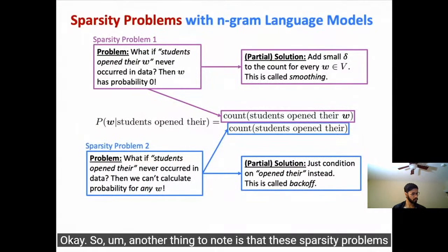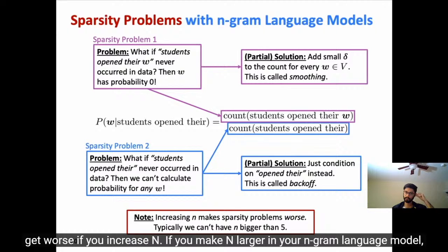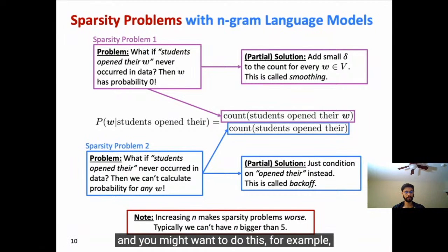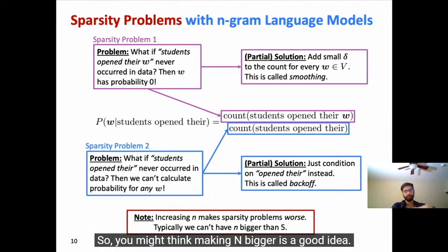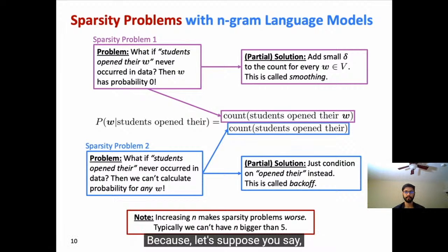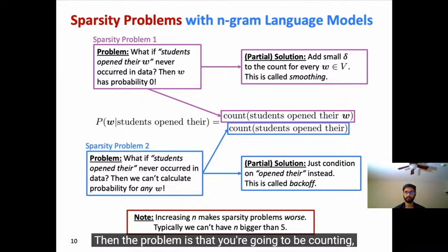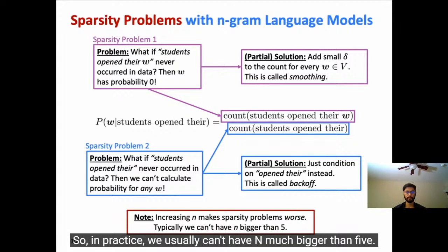Okay. So another thing to note is that these sparsity problems get worse if you increase n. If you make n larger in your n-gram language model, and you might want to do this. For example, you might think, I want to have a larger context so that I can pay attention to words that happened longer ago, and that's going to make it a better predictor. So you might think making n bigger is a good idea. But the problem is that if you do that, then these sparsity problems get worse. Because let's suppose you say, I want a 10-gram language model. Then the problem is that you're going to be counting how often you've seen certain 9 grams and 10 grams. But 9 grams and 10 grams, there's so many of them that the one you're interested in probably never occurred in your training data, which means that the whole thing becomes dysfunctional. So in practice, we usually can't have n much bigger than 5.